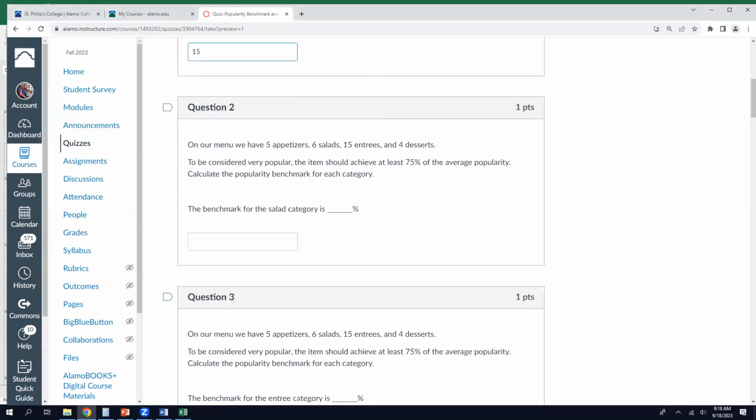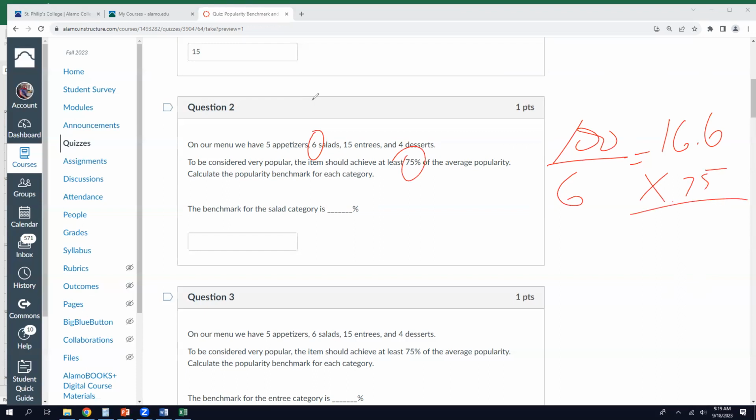Okay, so now number 2, we start with 100, but in this case we have 6 salads. So 100 divided by 6 is like 16 point something. 16.6. Okay. And we multiply that again by the same 0.75.